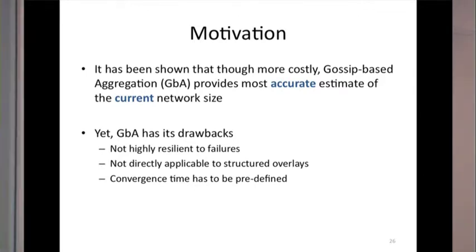They assumed that they had a random view of the system. And similarly, they require that you predefine the convergence time. Like you have to say that, OK, after 30 rounds of message exchanges, whatever value we converge to, that's the value that we have.